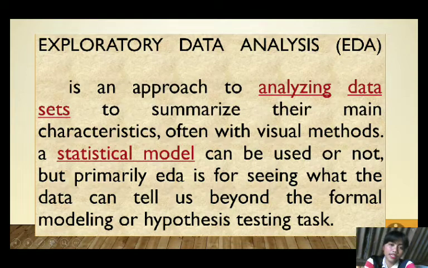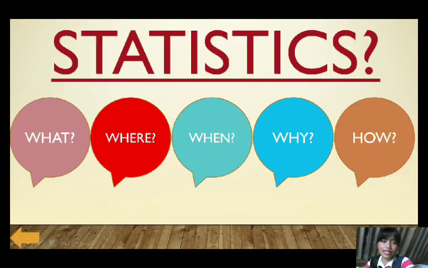So in summary, when we're going to use statistics, there is exploratory data analysis, or EDA, an approach to analyzing datasets to summarize their main characteristics, often with visual methods. A statistical model can be used or not, but primarily EDA is for seeing what the data can tell us beyond the formal modeling or hypothesis testing task. So we can use statistics when we want to analyze things.